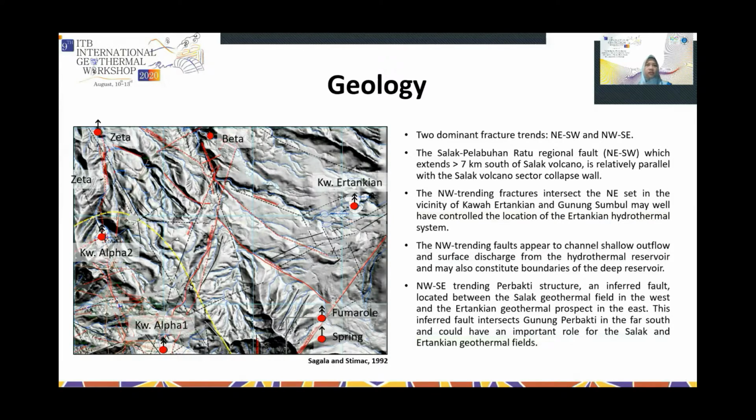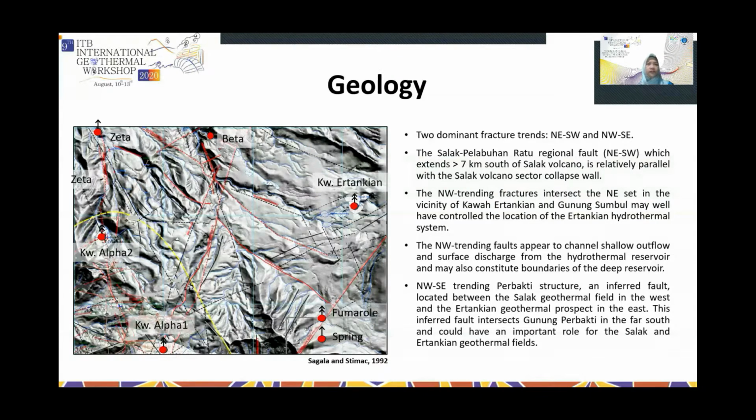Two dominant fracture trends are present in the area of interest, with strikes of northeast-southwest and northwest-southeast. These dominant fracture trends are also found in the commercial Salak geothermal field. The Salak Pelabuhan Ratu regional fault, which has a trend of northeast-southwest, extends more than 7 kilometers south of Salak volcano. This is relatively parallel with the Salak volcano sector collapse wall.